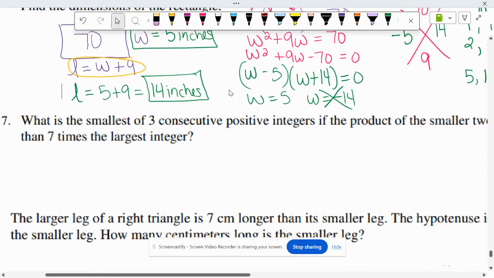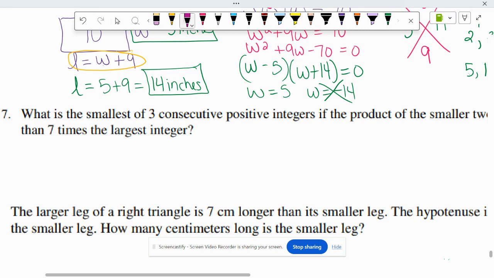All right. The next one, it says, what is the smallest of 3 consecutive positive integers? So let's see. We're just talking about consecutive integers, first, second, and third. So I want consecutive integers, and I only want the positive answer. So x, x plus 1, x plus 2.